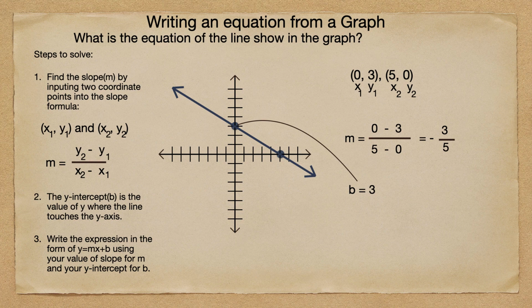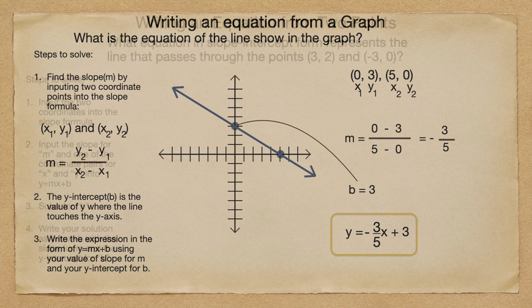We're now going to write the expression using y equals mx plus b form, substituting negative 3/5 in for the m and 3 in for the b. This becomes my equation written in slope-intercept form of the line on the graph.